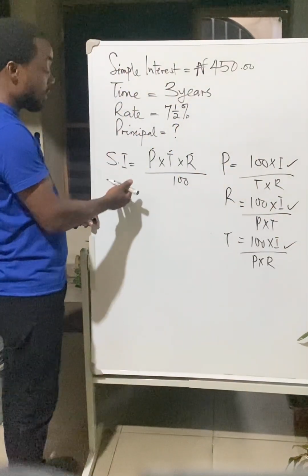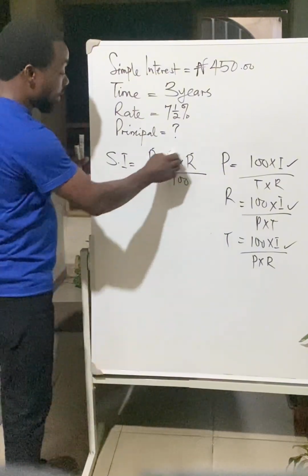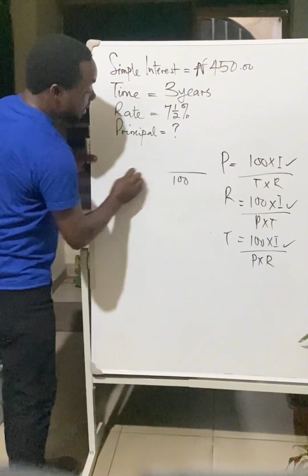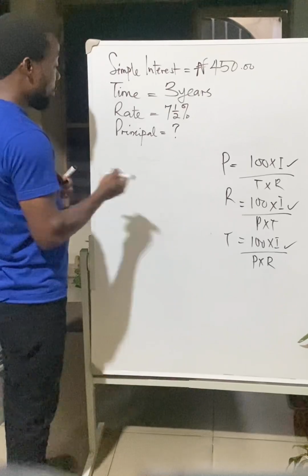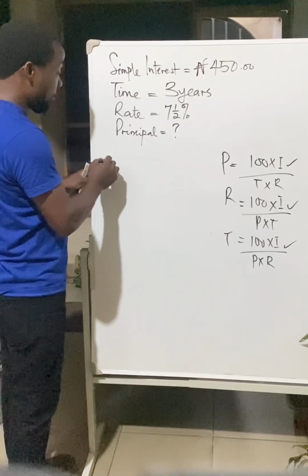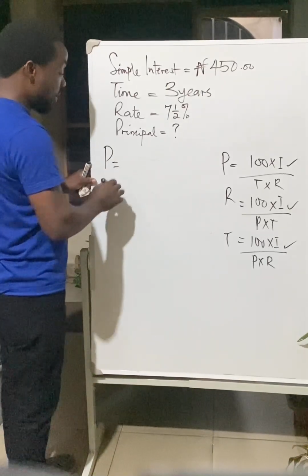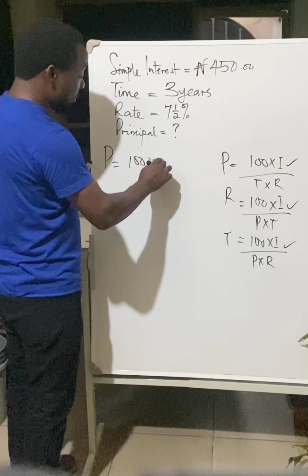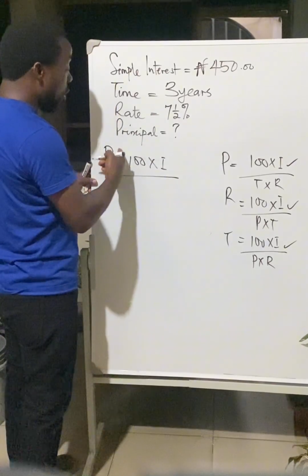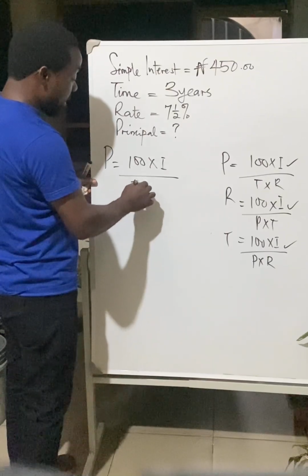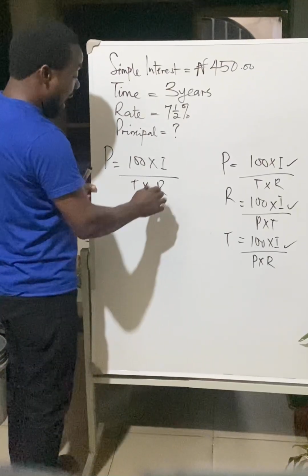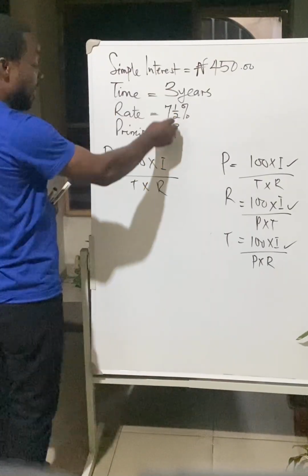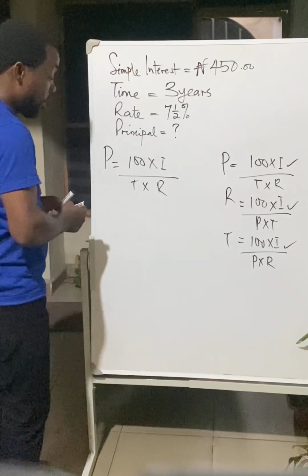So let's quickly solve this question. In this case, we are looking at the principal. So the formula for principal, the first thing is we write the formula P. P stands for principal is equal to 100 times interest all over T times R. We substitute the values into this formula.